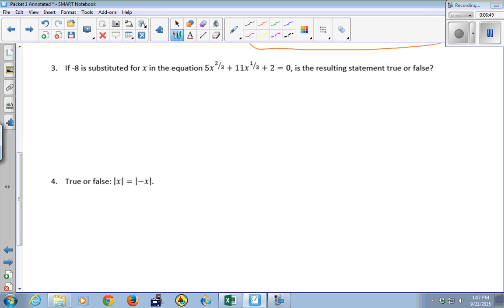Okay, if I substitute -8 into this equation that has rational exponents, let's see if the resulting equation is true or false. So this is 5 times -8 to the 2/3 plus 11 times -8 to the 1/3 plus 2. Does that actually equal 0? How do you raise -8 to the 2/3? What is that? What do you have to do? Without picking up your calculator.